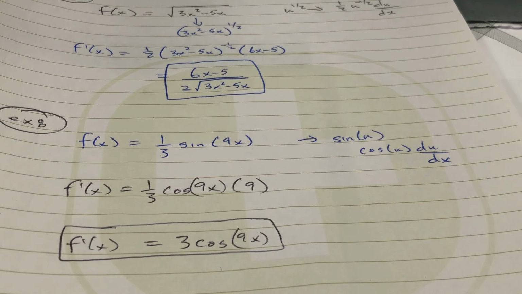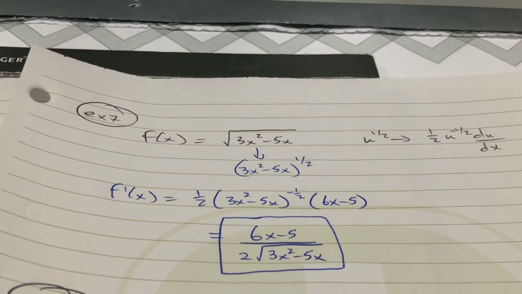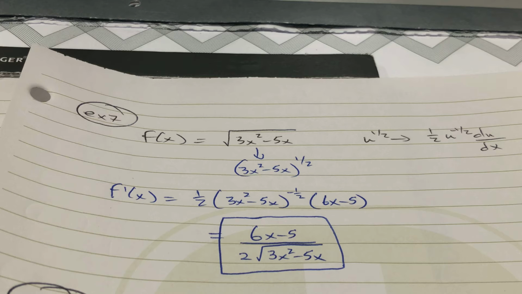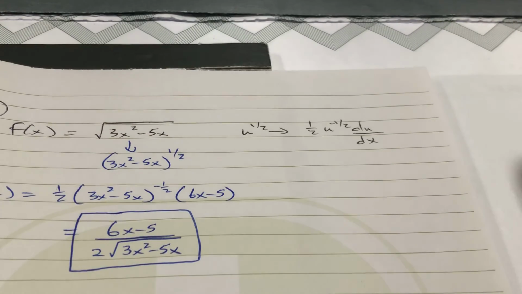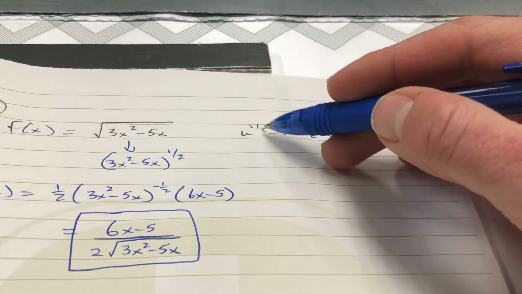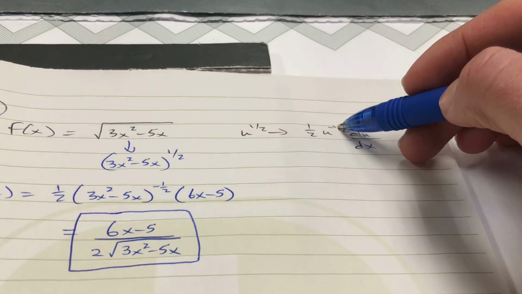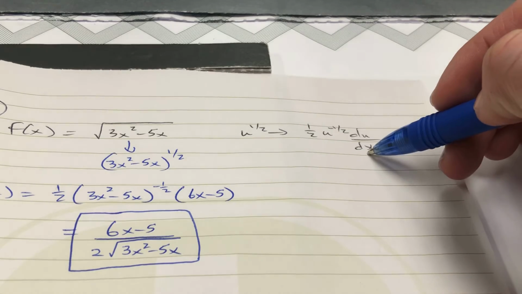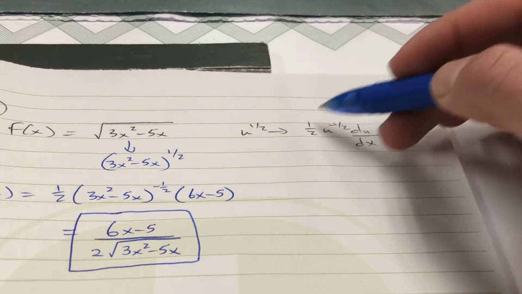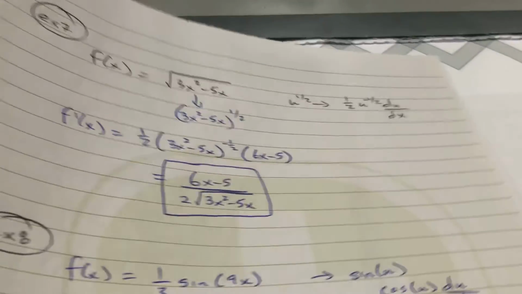All right, example 7 here. Let's take a look. We got 3 more. You have the square root of 3x squared minus 5x, or 3x squared minus 5x to the 1/2 power. So that's like u to the 1/2 power, okay? So this is where we first learned the chain rule in class. U to the 1/2 power would be 1/2 u to the 1 power less times the derivative of u with respect to x. So that is the rough draft of my derivative.